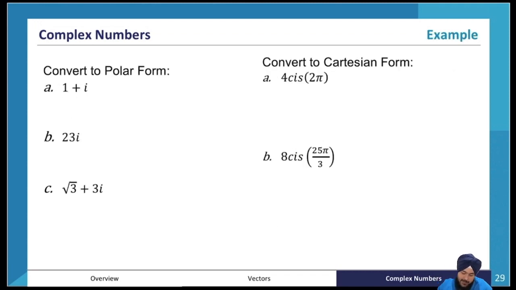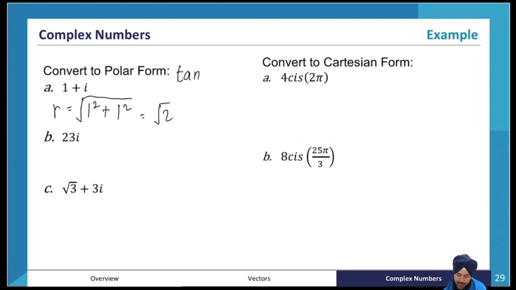Okay, so let's look at a few examples. First we have convert to polar form. So how do we convert this? First we find the r. So what is the r? Remember, r is just the square root of 1 squared, so the real component squared plus the imaginary component squared, which is root 2. And then we need to find the theta.